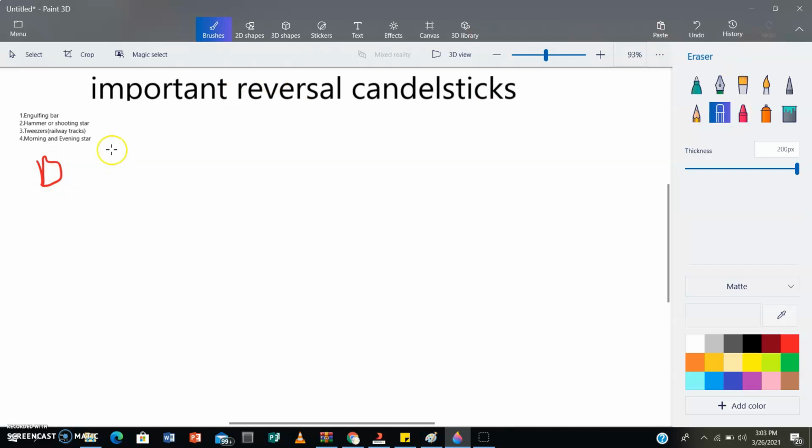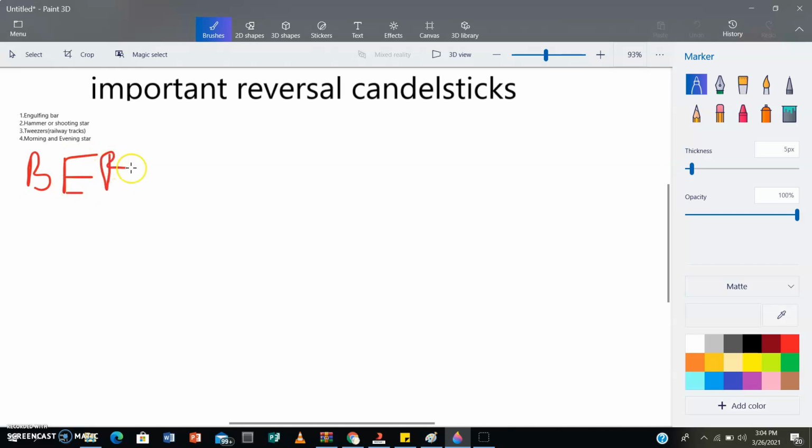So I'm just going to call it the bullish. Oh, my writing is very bad. Going to have something which is called, okay, my thickness is just too much. Okay, going to have a bullish engulfing bar. So I'm just going to call it B, then E for engulfing, then B for bar, right?